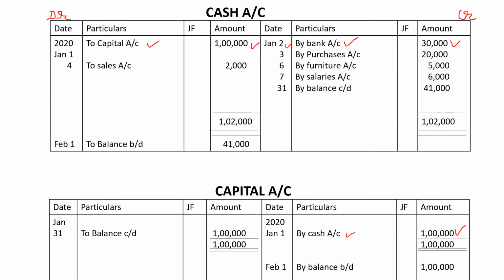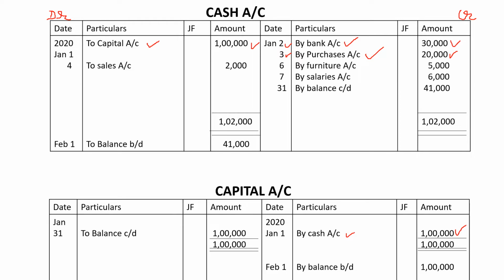Then the next transaction is relating to purchases. So it is a cash purchase. The transaction is on January 3rd, purchases account debtor to cash account. In purchases, it will be debited, to cash account 20,000. So in cash account, it is by purchases account, that 20,000 rupees.